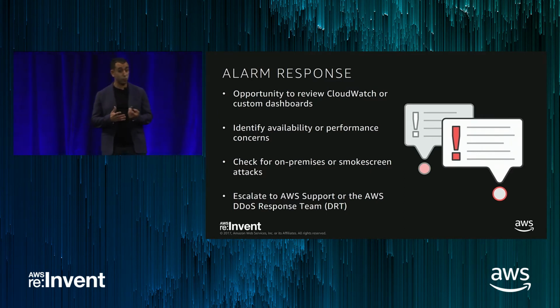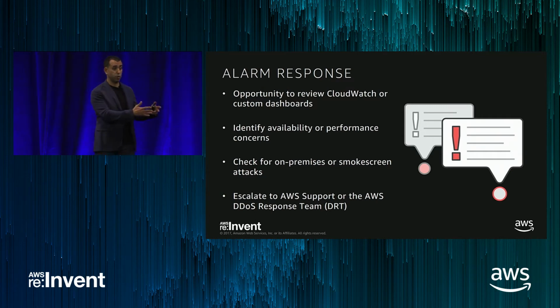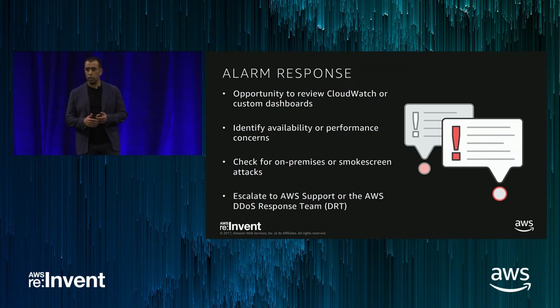So some of the things you want to look for: you look at CloudWatch alarms in a centralized fashion. You want to identify the magnitude of the DDoS. Is it a hard application down, or are we experiencing performance degradation? Other things you want to look for are smoke screens. Sometimes attackers will create some shiny object during the DDoS attack, so your team gets preoccupied with the smoke screen while a real attack is happening elsewhere. And lastly, you get in touch with our AWS DDoS response team.